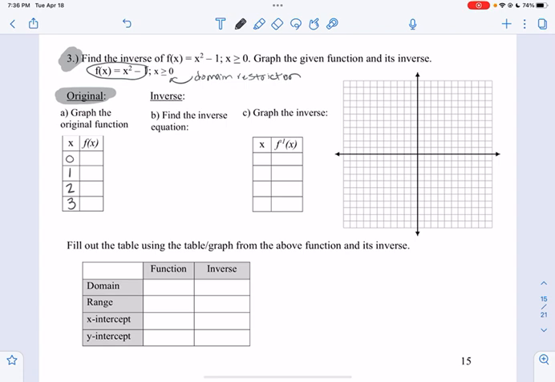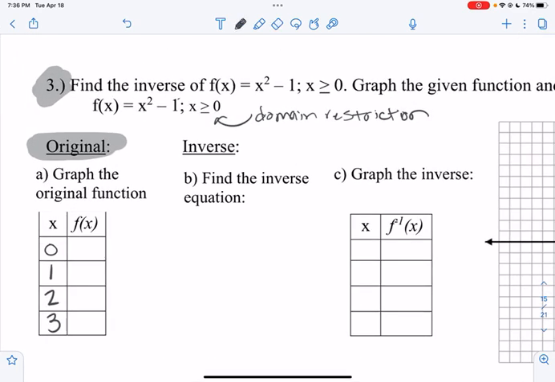So all we are doing is taking that function, so it's really y equals x squared minus 1. All we're doing is taking our values in our table and putting them in for x. So 0 squared minus 1. 0 squared is 0, minus 1, negative 1. Then 1 squared is 1, minus 1 is 0. 2 squared minus 1, 2 squared is 4, minus 1 is 3. 3 squared minus 1, 3 squared is 9, minus 1 is 8.